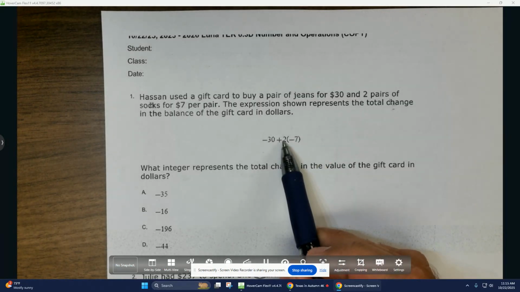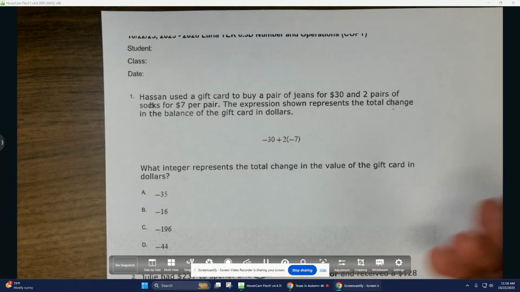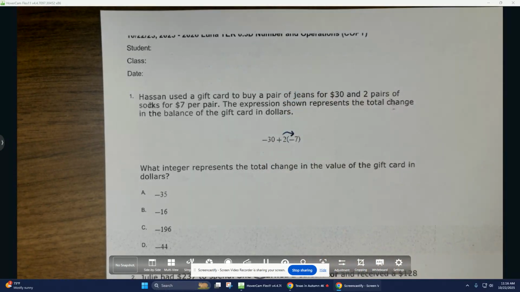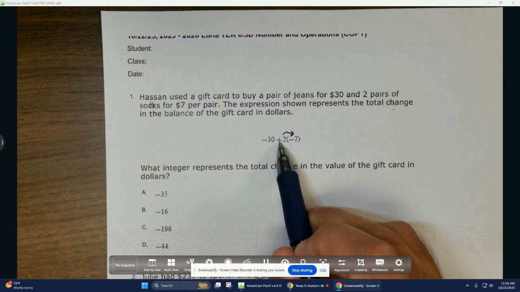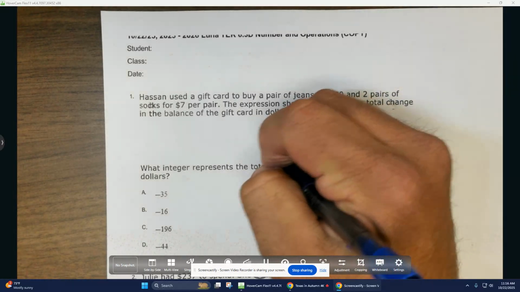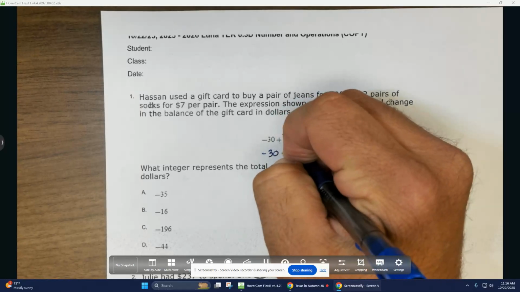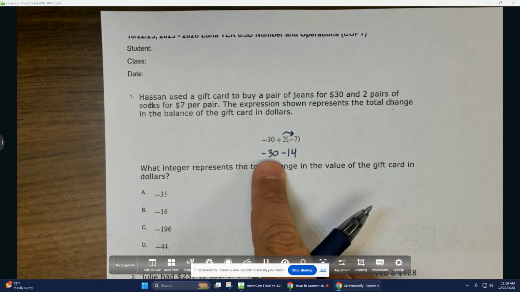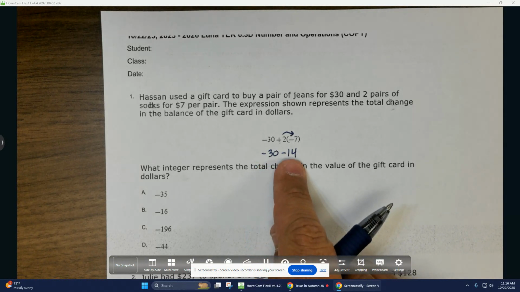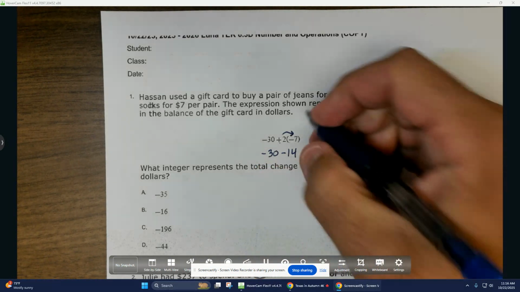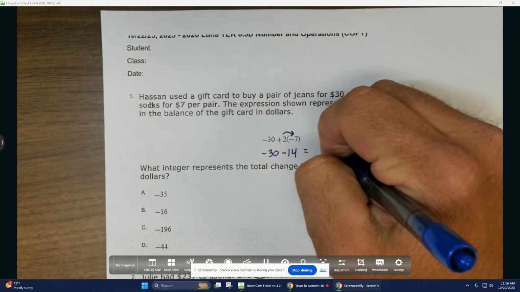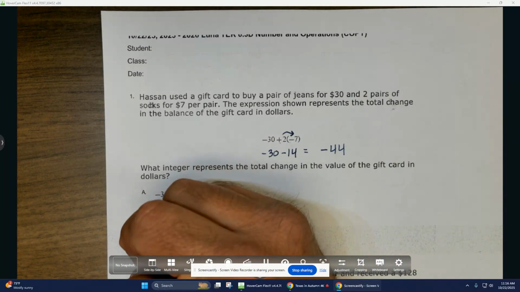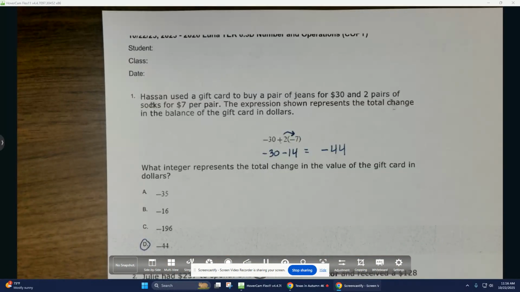Well, guys, do y'all see how this 2 is attached to a parenthesis? That means you have to multiply. It's the distributive property. A positive times a negative is a negative. Now, if you owe $30 and you borrow another 14, that means you now owe 44. There's your integer, which is D.